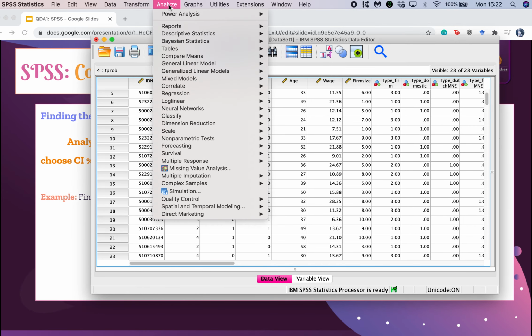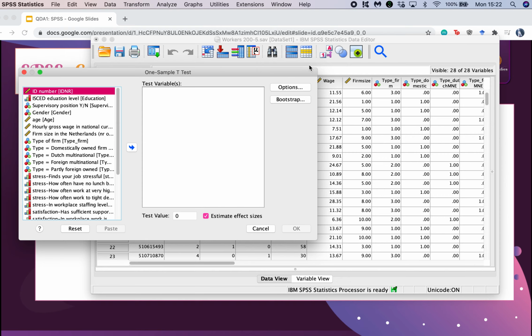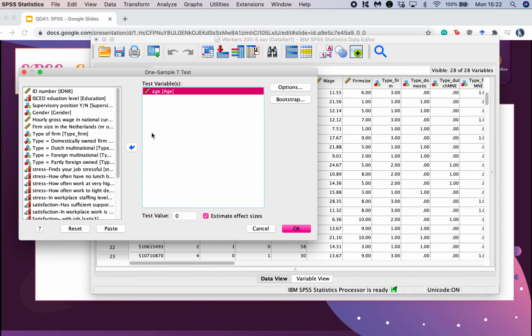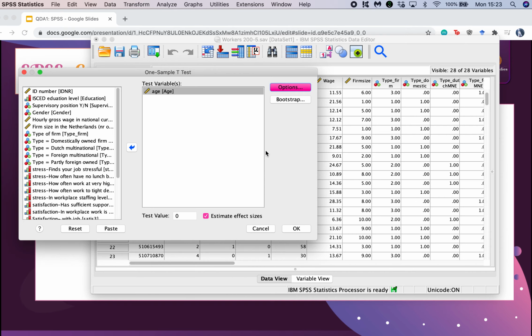So we go to analyze, we go to compare means, and we go to one sample t-test, because this is what we have to do whenever we're asking for a confidence interval. So we have age, that's our test variable, and then we need to go to options, because this is where we're going to pick our confidence interval percentage. So here it says 95, but the question is asking us for 98%. So this is what we need to change it to, and we need to click continue.